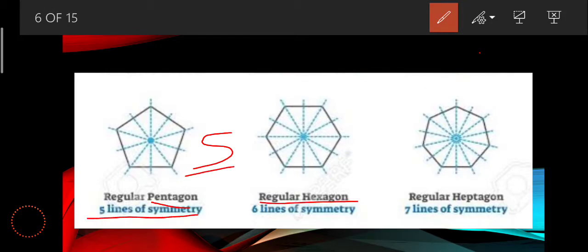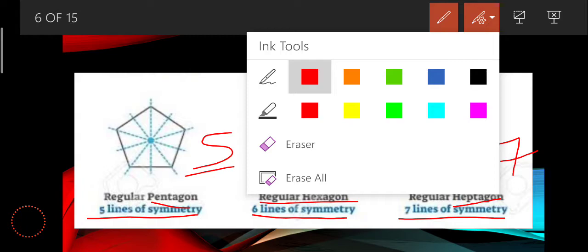Now this is a hexagon. Hexagon stands for a 6-sided figure. Regular means all sides equal, all angles equal. So how many lines of symmetry will there be for a hexagon? 6 lines of symmetry. Look at this heptagon. Heptagon means a 7-sided figure, 7 angles equal, 7 sides equal. So how many lines of symmetry will it have? It will have 7 lines of symmetry.